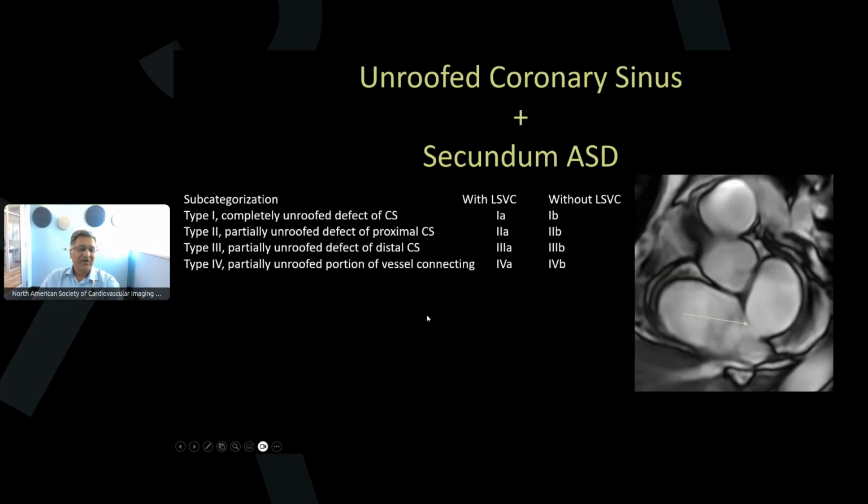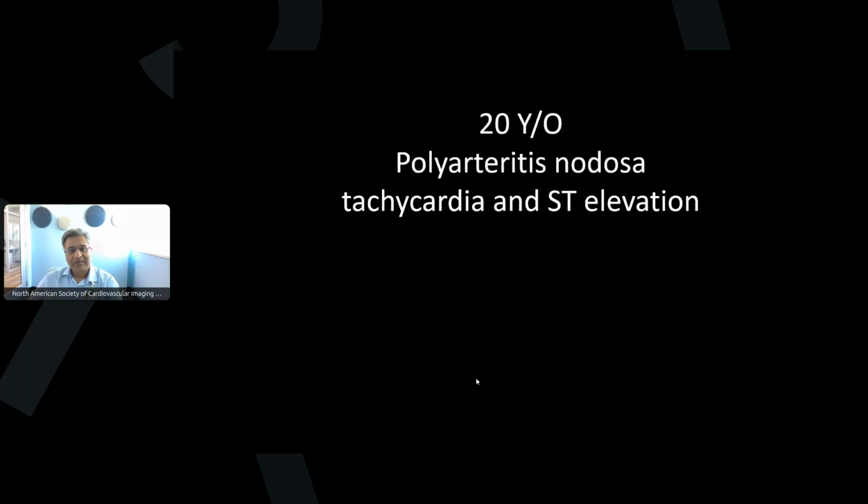Like everything, there is a classification system, and this is the most commonly used classification system for these defects. Basically, you are trying to see if there is also a left-sided superior vena cava or not, and then where is it opening into the septal defect.